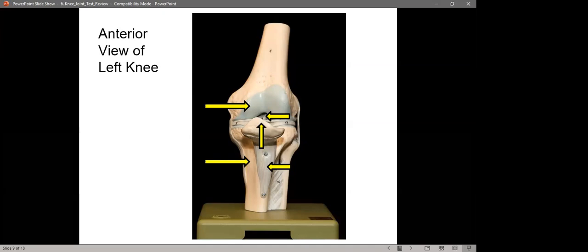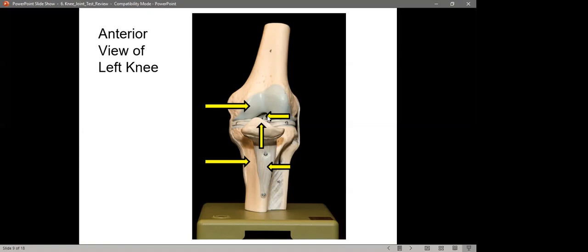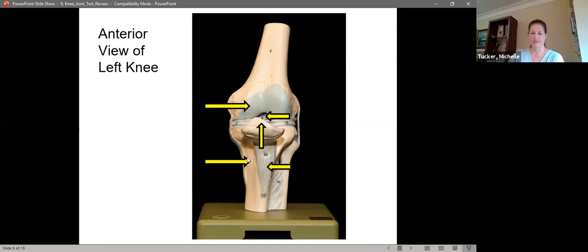Patellar. Yep, known as a patellar surface because the patella slides along it. That means this bone is the patella. And you can barely see it, but there is a cruciate ligament in here, and since it's the front, this was the ACL. ACL. Very good.